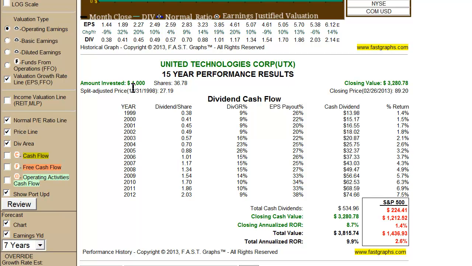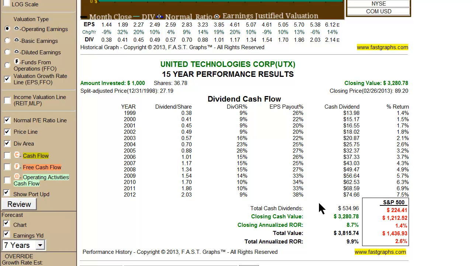But a $1,000 investment on December 31st, 1998 would have grown to $3,280.78. That's an 8.7% compounded annualized rate of return. We see that the company has not only paid a dividend, but we see that the dividend has increased every year. So in addition to the profit that we made from the price following earnings, we got an additional $534.96, which increased our return up to 9.9%.